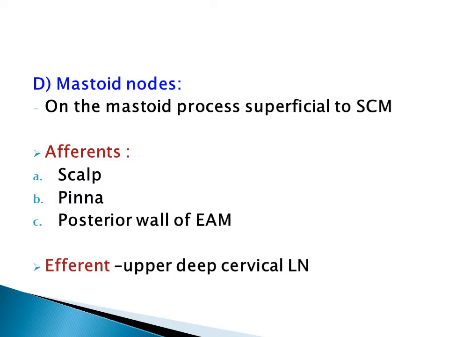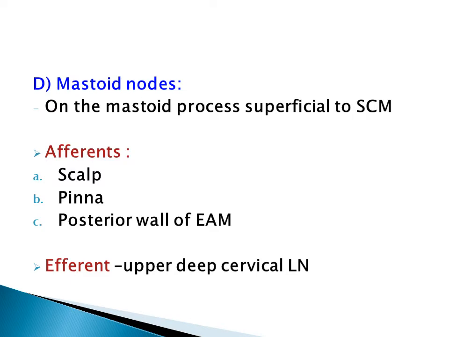Next set of nodes present in the pericervical or the peripheral group are the mastoid nodes. Mastoid nodes are also called retroauricular nodes because they are found behind the ear. Parotid nodes are the preauricular nodes and the mastoid nodes are the retroauricular or postauricular nodes. They lie on the mastoid process, superficial to the sternocleidomastoid, but deep to the auricularis posterior.